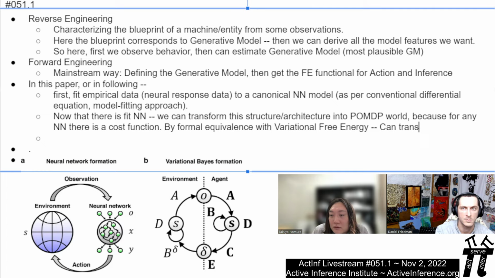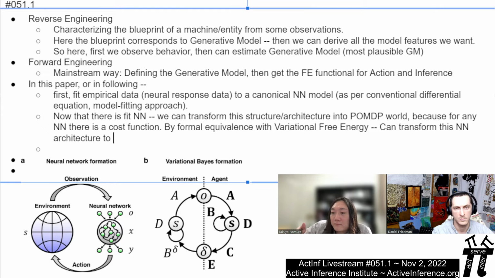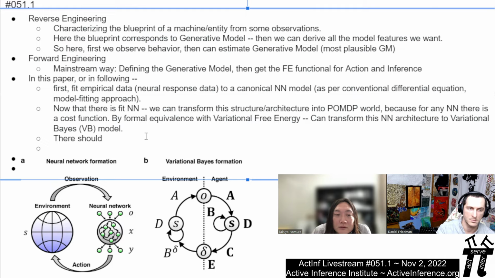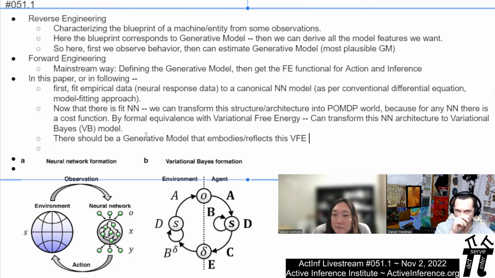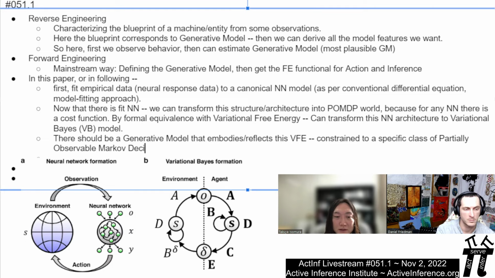And once we characterize variational free energy, there should be some generative model that defines that variational free energy functional. In particular, in this example, the canonical neural network nicely corresponds to a well-known class of partially observable Markov decision process. So, by using this procedure, we identify a plausible POMDP architecture which corresponds to the observed neural activity data.